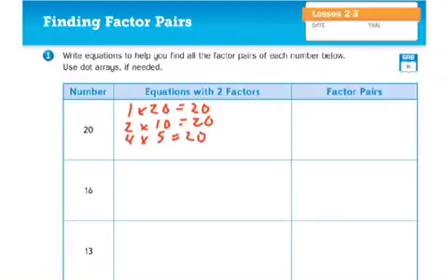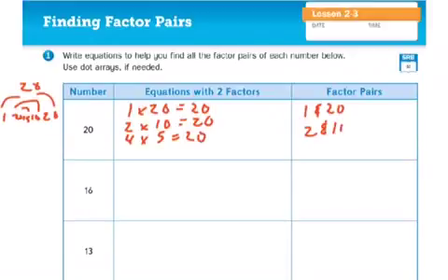And then since I'm picturing my little rainbow over here, I've done this in my mind: 1 and 20, 2 and 10, 4 and 5. I know there's nothing in between 4 and 5, so I'm back to going the opposite direction. I have them all. So that's how I'm going to write the equation with the two factors. And over here in my factor pairs, I'm going to be writing 1 and 20, 2 and 10, and 4 and 5. That is the way you're going to complete this page.